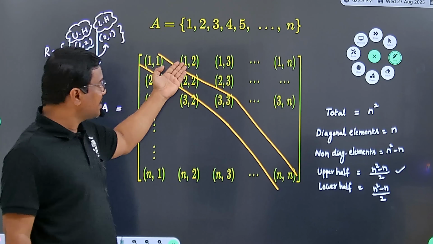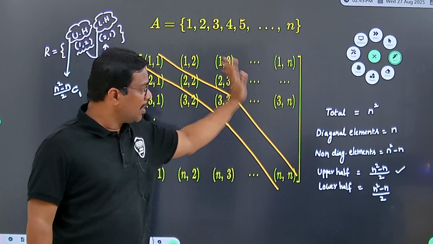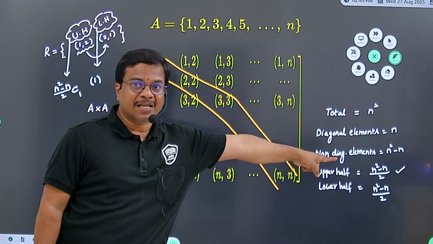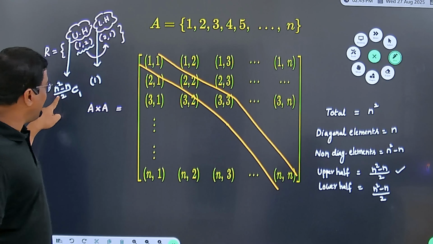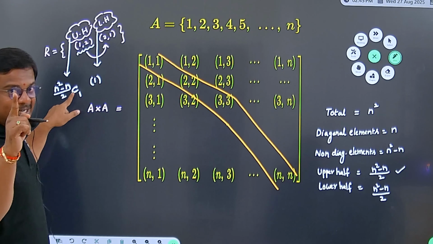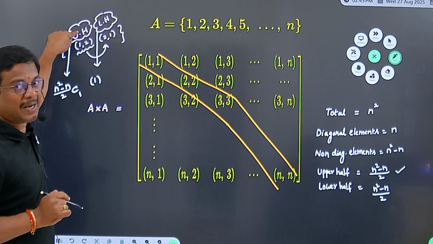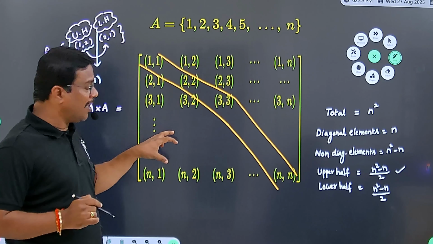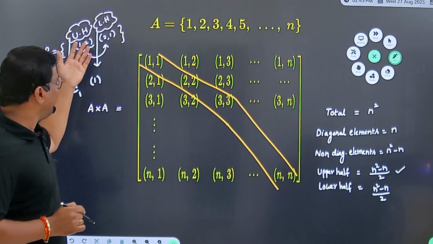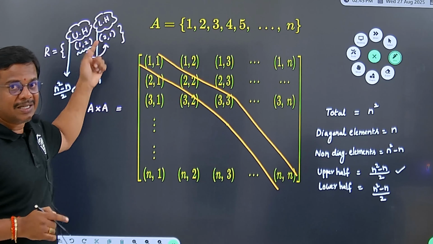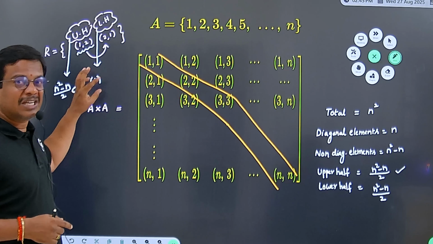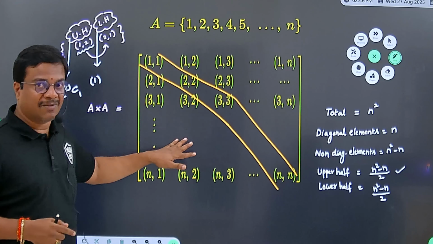You may select this one, this one, this one. So total how many chances are there? (n² − n)/2 chances are there. That can be written as (n² − n)/2 C1. Only one element selection from the upper half. After selecting that, from the lower half, only the fixed element you have to select. That is only one way. There is no other way to choose different kinds of elements from the lower half.